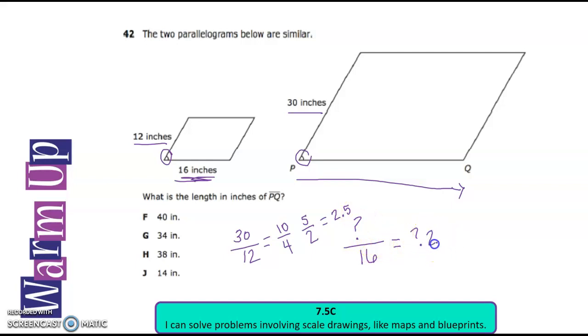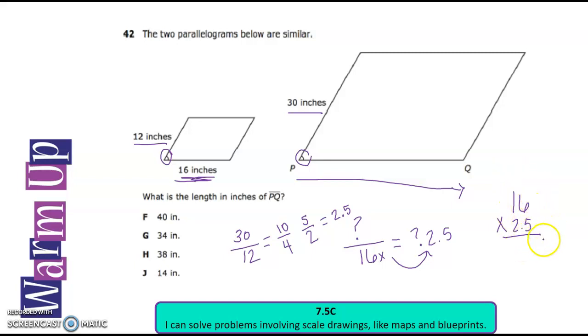If our scale factor over here is 2.5 and we're trying to find this, remember, since it's dividing, you're going to multiply to get it to go over here. So you're going to do 16 times 2.5, right? So long multiplication if you need to.